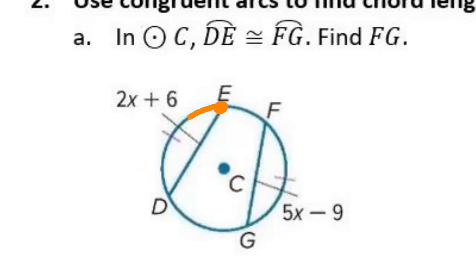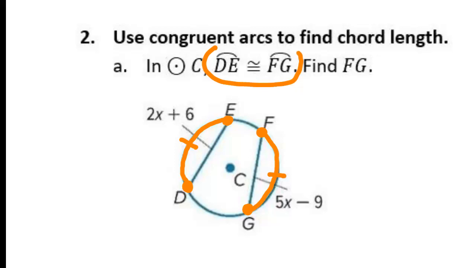Tells me in circle C, arc DE, this one that I just outlined in orange, is congruent to arc FG, the other one that I outlined in orange. So those two arcs are congruent to each other. If those two arcs are congruent, then what would that mean about segment DE and segment FG? What would have to be true about those two segments? They would have to be congruent to each other. Because those are chords and they are touching the same endpoints as those arcs.